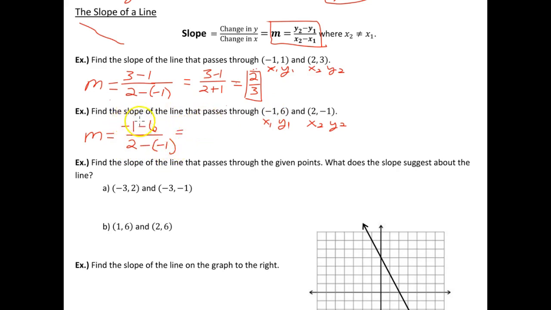So negative 1 minus 6 ends up negative 7. And then 2 minus negative 1. So again, subtracting a negative makes a positive. So 2 plus 1 ends up being 3.